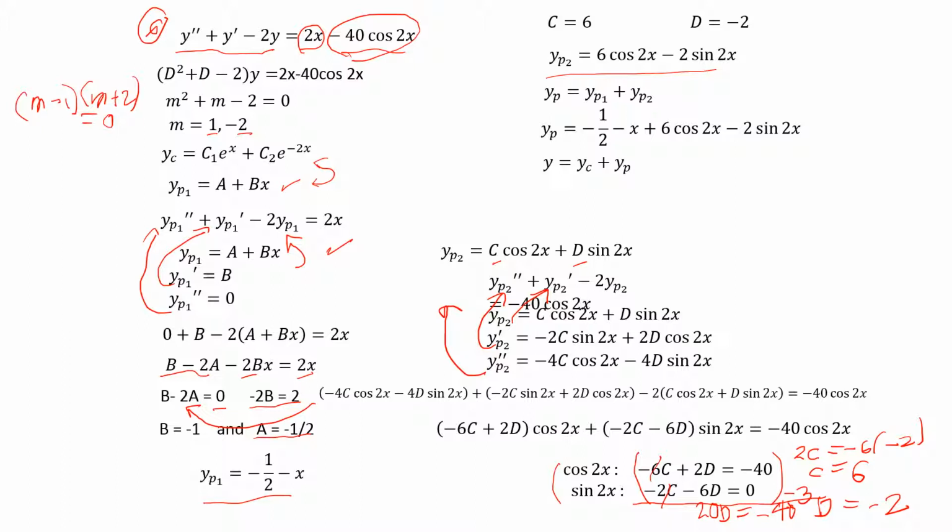And of course, your y will be the sum of the complementary solution and the particular solution. This is our complementary solution. This is our particular solution. Then add them, and you have the general solution: c1 e to the x plus c2 e to the negative 2x minus 1 half minus x plus 6 cosine 2x minus 2 sine 2x.